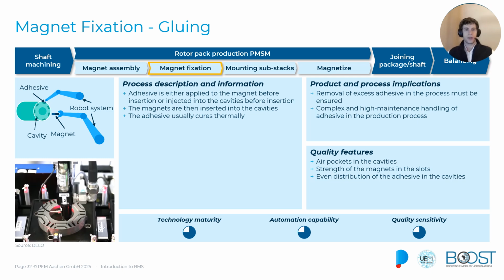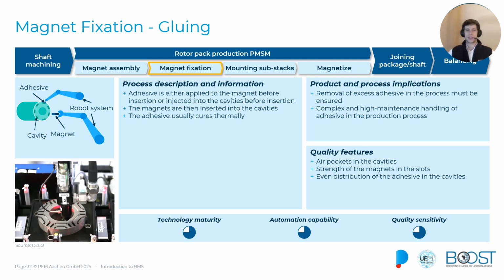Once the magnets are placed into the cavities, we need some kind of fixation that keeps the magnets in place. As you remember, we have speeds of over 20,000 revolutions per minute.